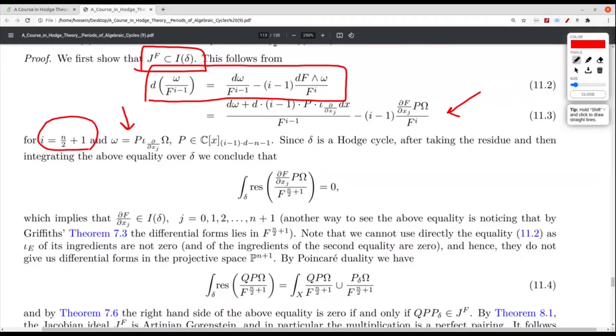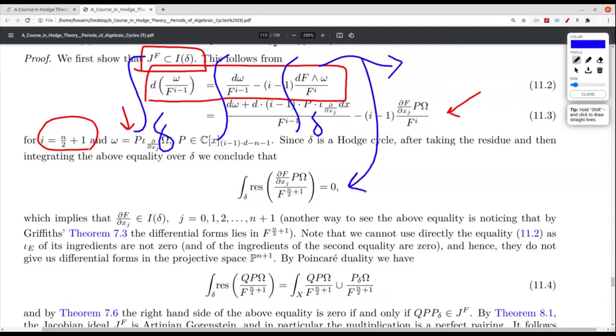So the basic idea is that when we integrate this one over delta, this must result in the vanishing that we would like to show. This one must be zero because of the definition of the Hodge cycle, because I is n half plus I minus 1 is n half. And the integration of the exact form is zero. But we cannot apply this one directly.